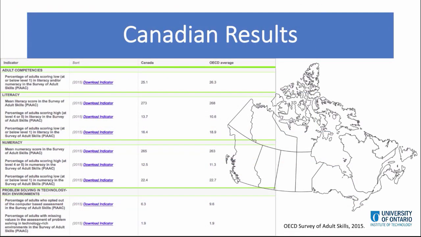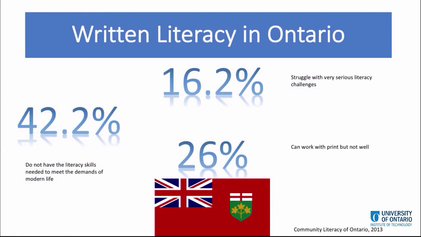In 2015, the OECD conducted further tests. As we can see, on average, we are sometimes better and sometimes a bit worse than other countries. This indicates that low literacy levels are a problem in many parts of the world. 4 in 10 Ontarians aged 15 and over do not have the literacy skills they need to meet the demands of modern life. That's 1.3 million people, or 16.2%, who struggle with very serious literacy challenges.